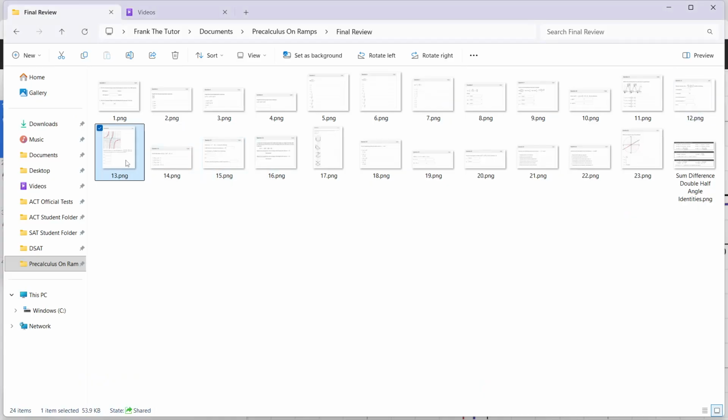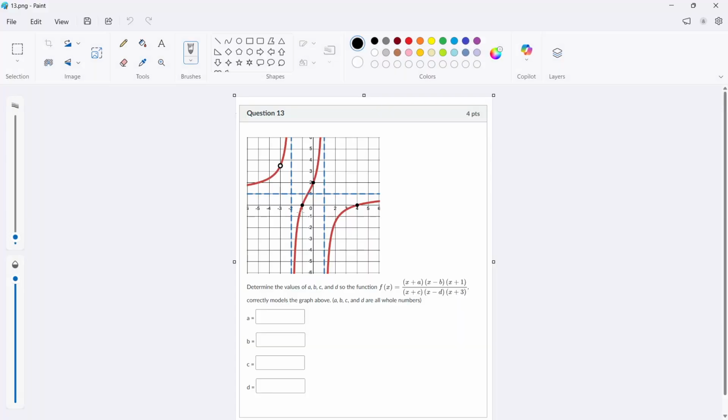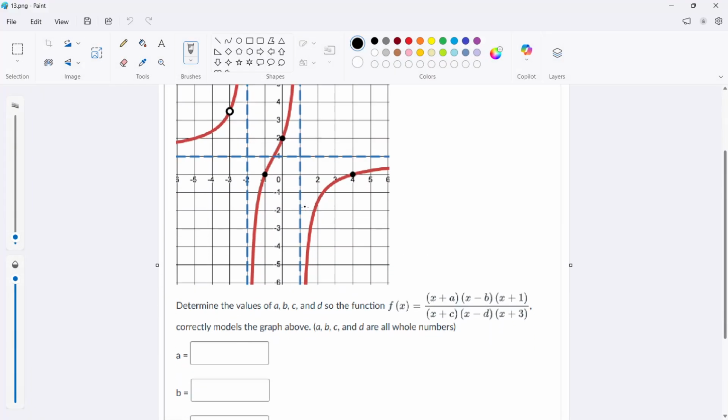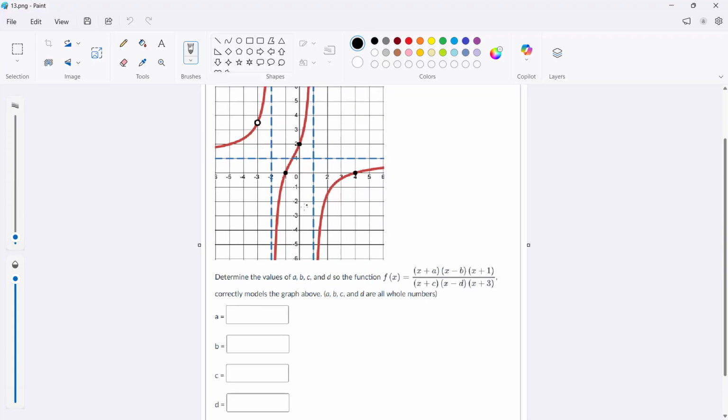I think 13, yes, 13 is of the same ilk. So I have to find out what all these different letters are, A, B, C, and D. And let me check this out. I have a hole at x equals minus 3. If I add 3 to both sides to find the factor, I get x plus 3. So x plus 3 is the factor. And let's see, I have an x plus 3 on the bottom. I do not have it on the top, but I have x plus a. So A equals 3.